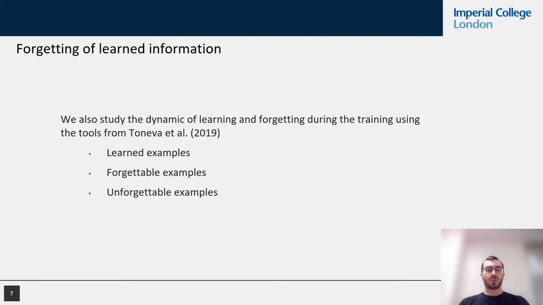We also use some tools introduced by Toneva et al. to study the learning dynamics of the model. In particular, we use the following concepts. Learned examples: every example that was classified correctly at least once during the training. Forgettable examples: those points that were learned and then forgotten at least once during the training. And finally, we call unforgettable those examples that were learned and never forgotten until the end of the training.